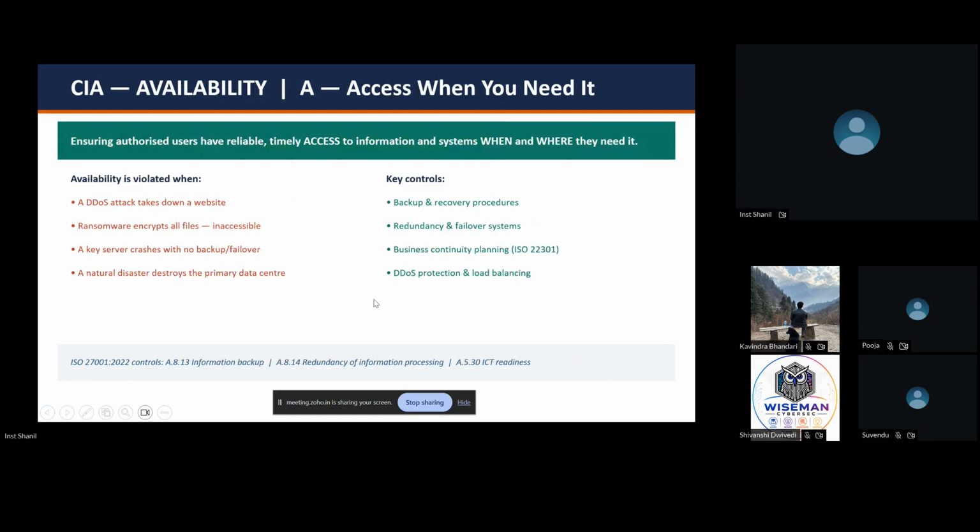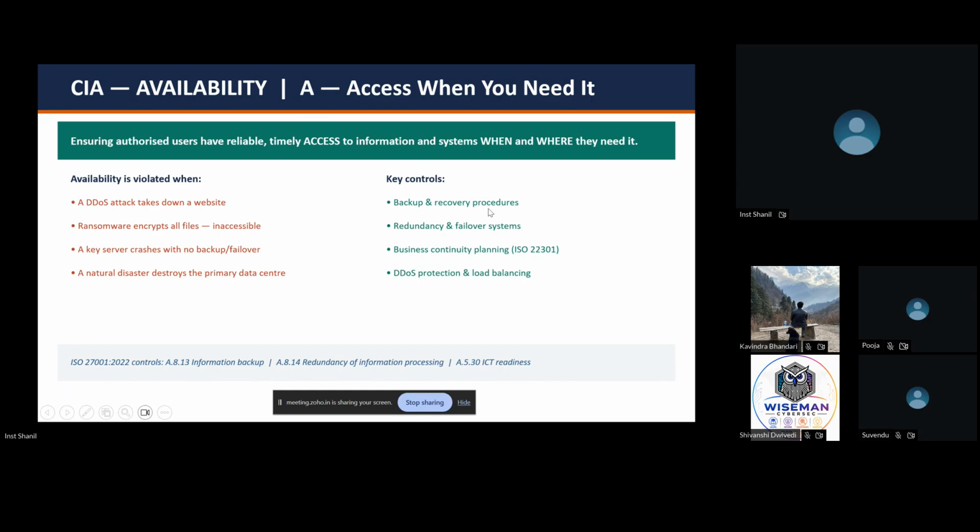Okay. Availability. So availability, as we understood, is accessibility when you need it, ensuring authorized users have reliable and timely access to information and systems when and where they need it. When do we see that availability is violated? Whenever there is a denial of service attack, which completely takes down the website and you're not able to access your accounts or information.